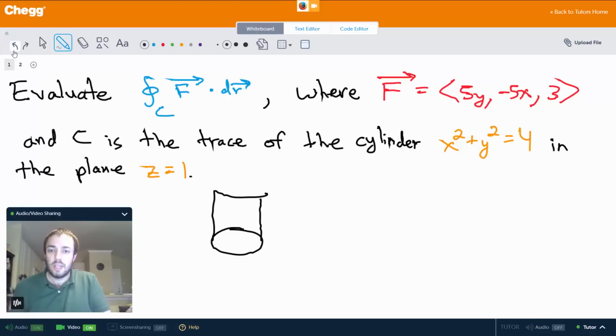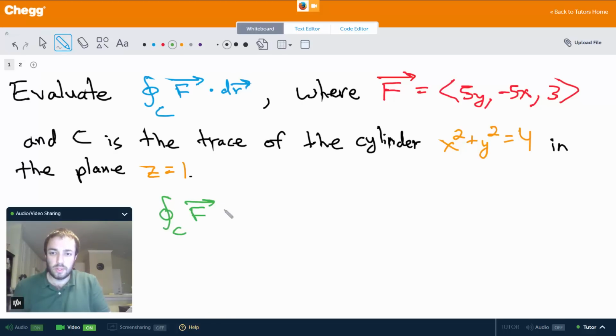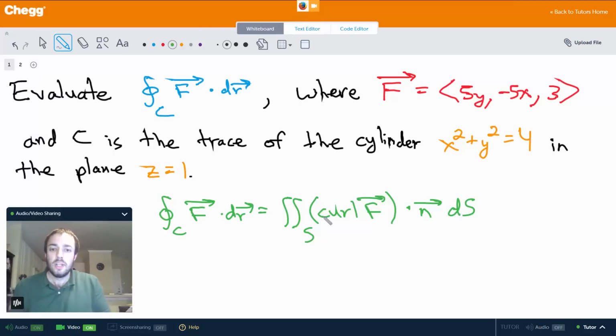Anyway, what does Stokes' theorem actually say? Stokes' theorem says that under certain conditions we can evaluate this integral as follows. The integral of f dot dr is going to be given by the double integral over the corresponding surface S of the curl of f dotted with the outward unit normal vector, dS. Remember, curl is just one of the basic vector operations, and then we dot that with the outward unit normal.